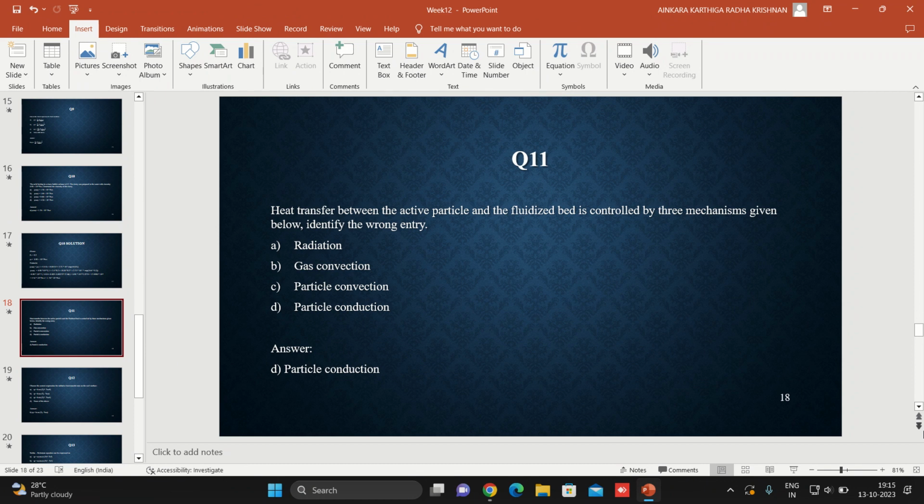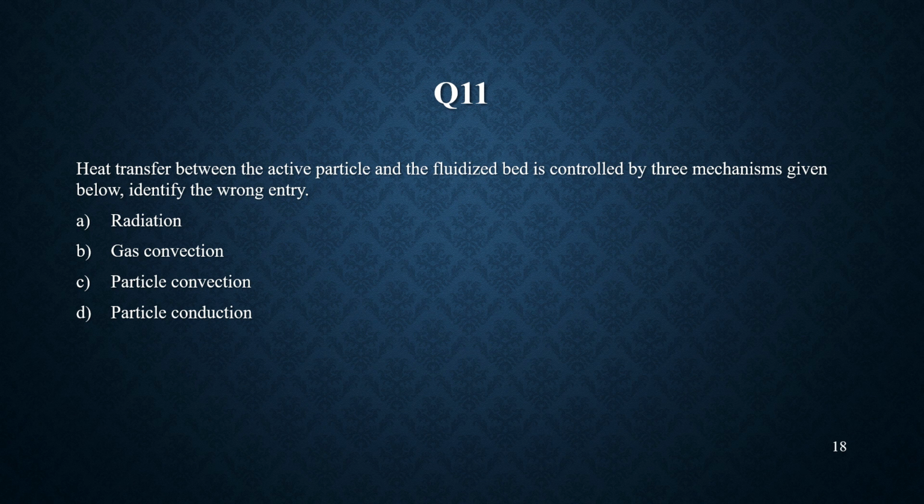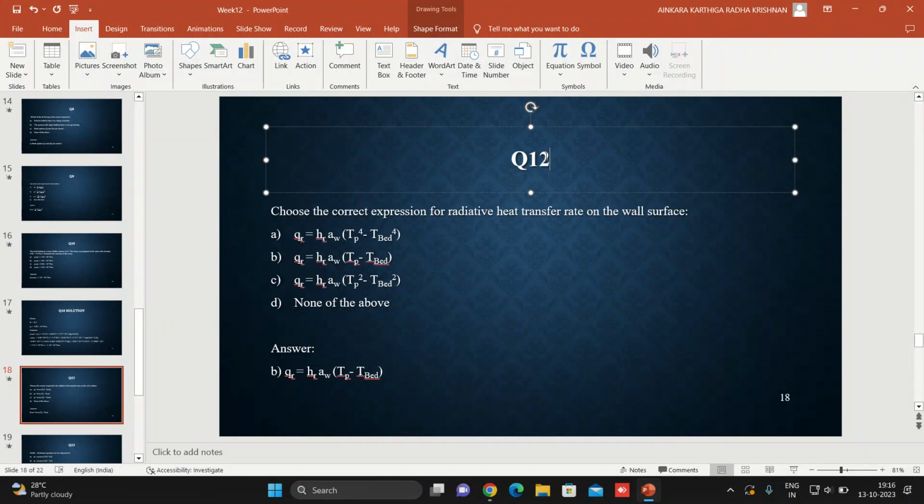Now we'll go to question 11. In question 11, it is asked that heat transfer between active particle and the fluidized bed is controlled by three mechanisms. Identify the wrong entry: radiation, gas convection, particle conduction. So answer is particle conduction is the wrong answer. Particle conducts with only the other particles. So main phenomena happening is radiation, gas convection and particle convection. However, because of the confusion this question is causing, I am going to remove this particular question and we will change the other questions number.